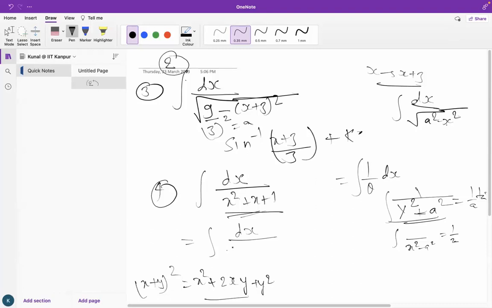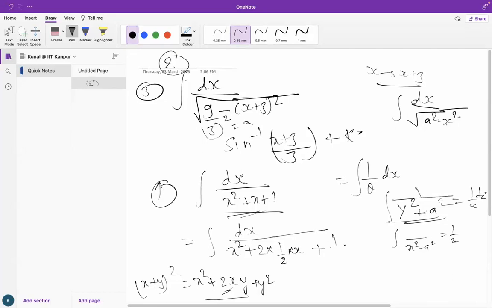So what we do, we can write x square plus 2 into 1 by 2 into x, and we can write this one as y, because this is our y term.